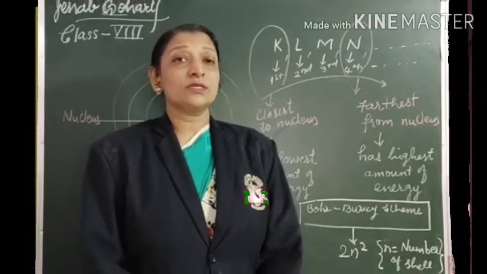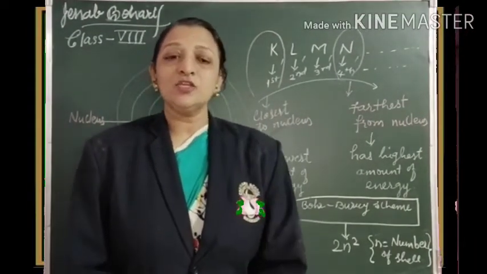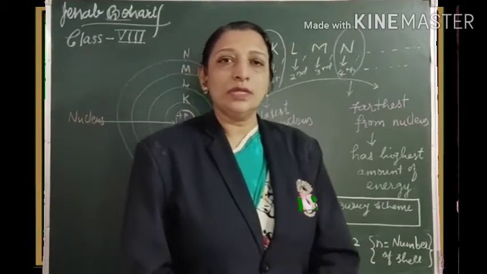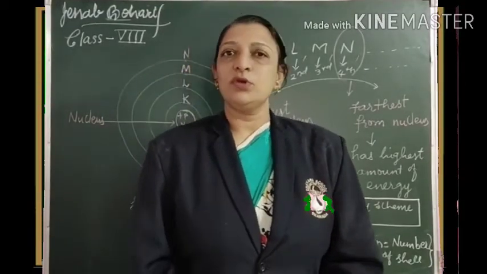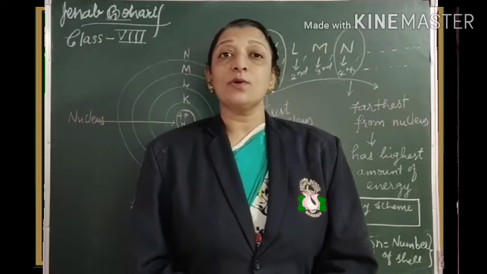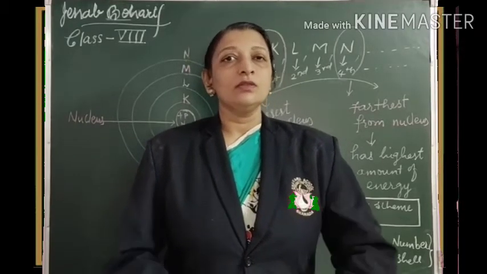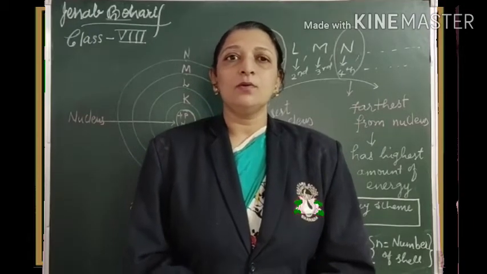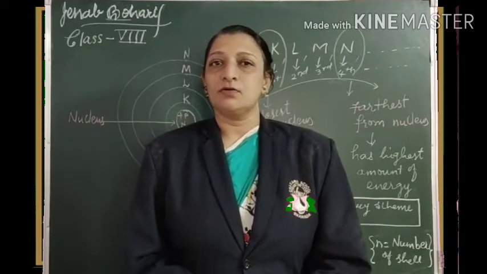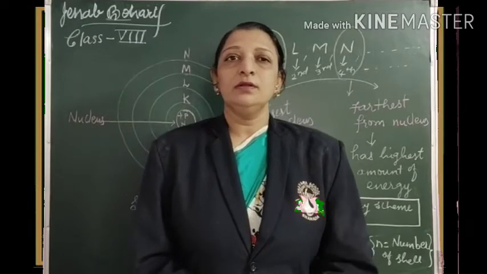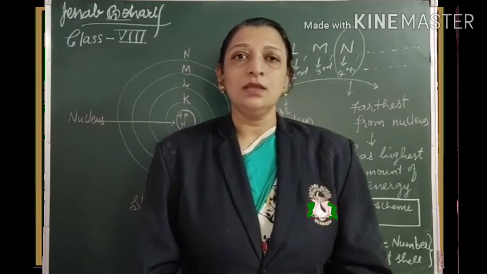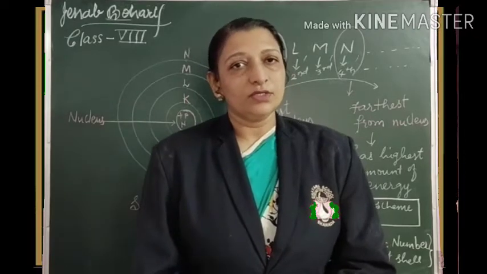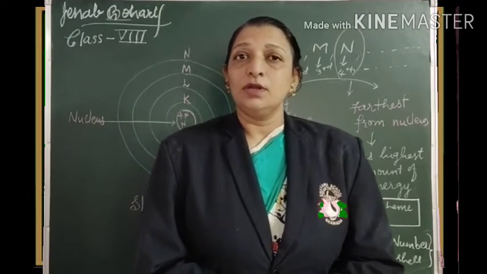Today we are going to discuss the arrangement of electrons around the nucleus. That is, we call it electronic configuration. There are different theories to explain the configuration of electrons. At the basic level, we have to study the Bohr-Bury scheme of electronic configuration. Let us see what it is.